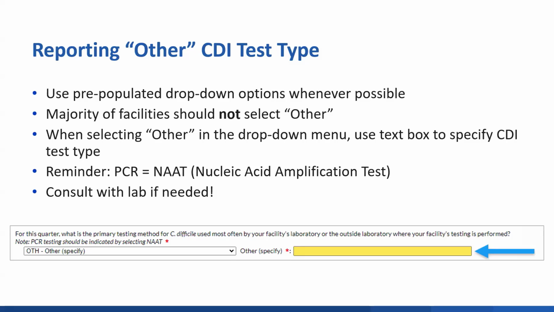Another data quality error that we frequently encounter is facilities entering sent out or outside lab in the free text field. In these cases, we encourage facilities to consult with the labs performing CDI testing for the facility in order to determine and therefore report the appropriate CDI test type for the facility. Remember, CDI test type is used in SIR calculation, and therefore it's important to select a drop-down menu option in order to get the most accurate risk adjustment.